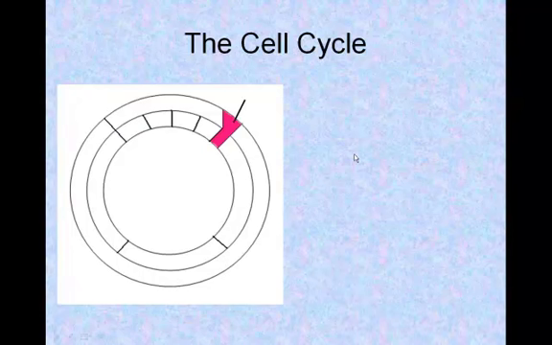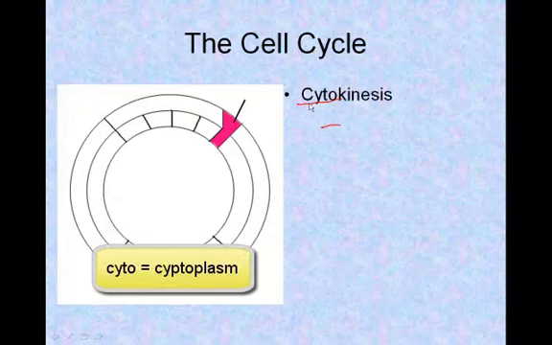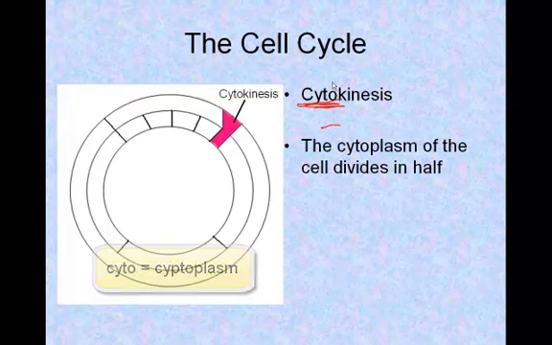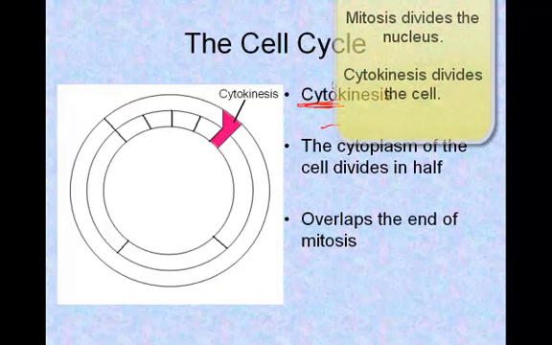And then at the end of mitosis and slightly overlapping it, you have cytokinesis. The cyto is like the cytoplasm, so it's when the cytoplasm divides. It's when the rest of the cell divides. So the cytoplasm of the cell divides in half in cytokinesis. And it starts happening just before mitosis ends.